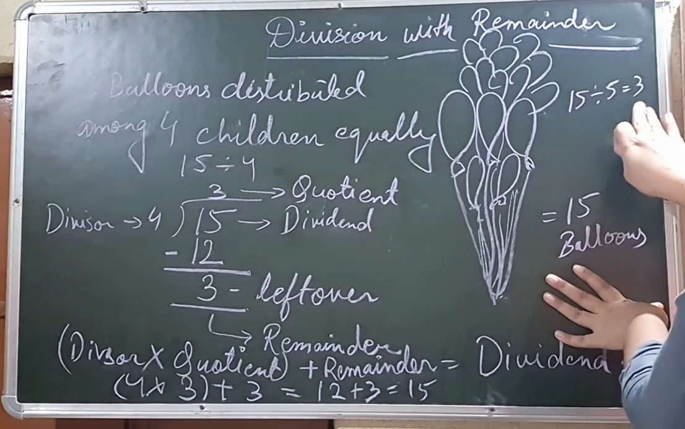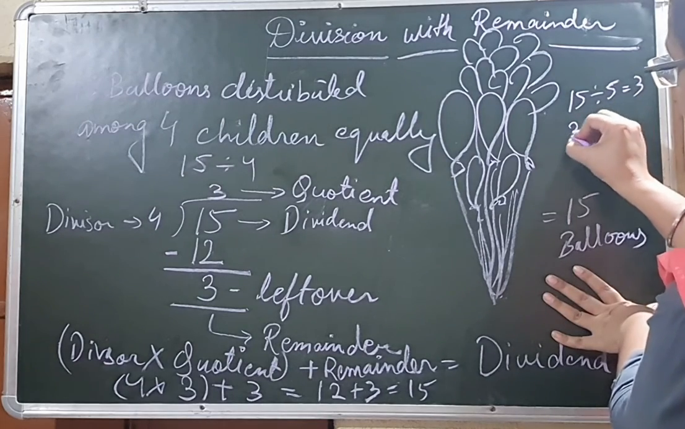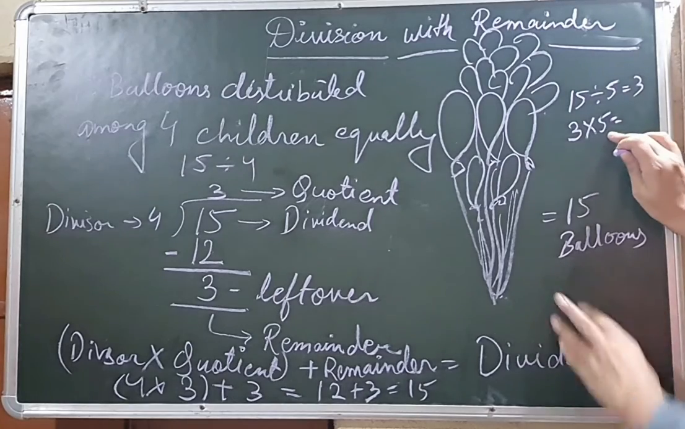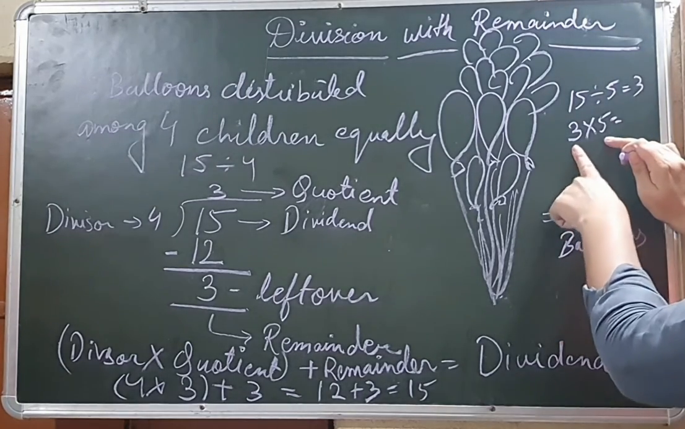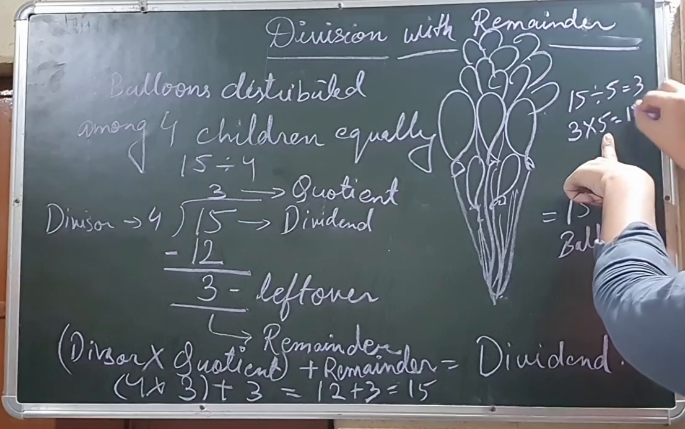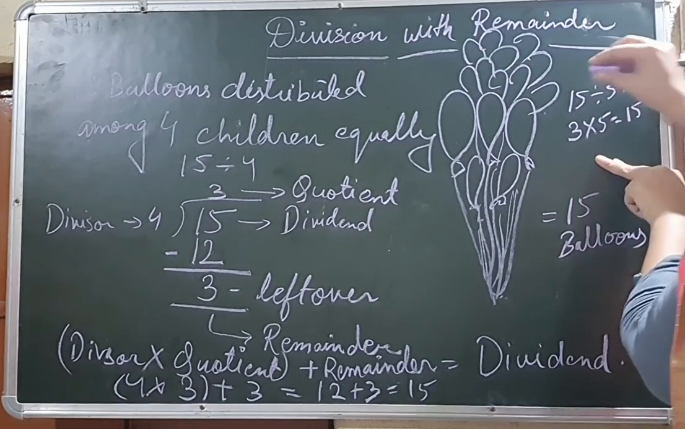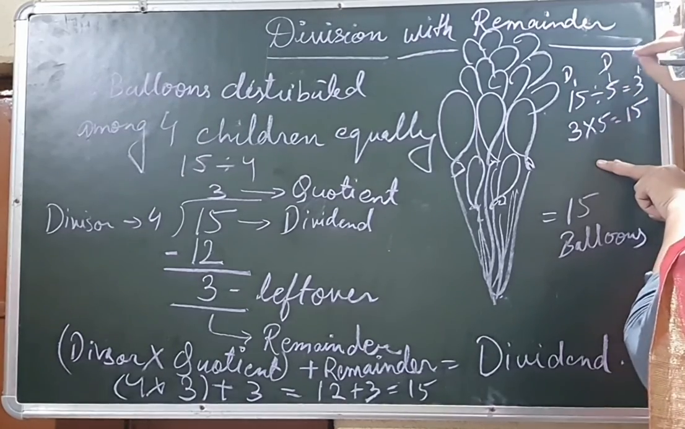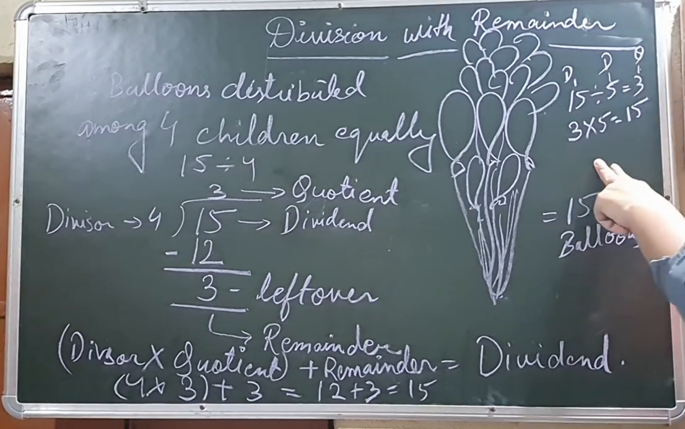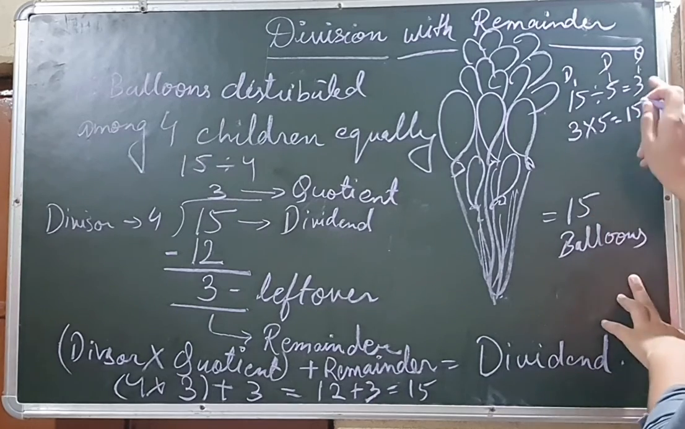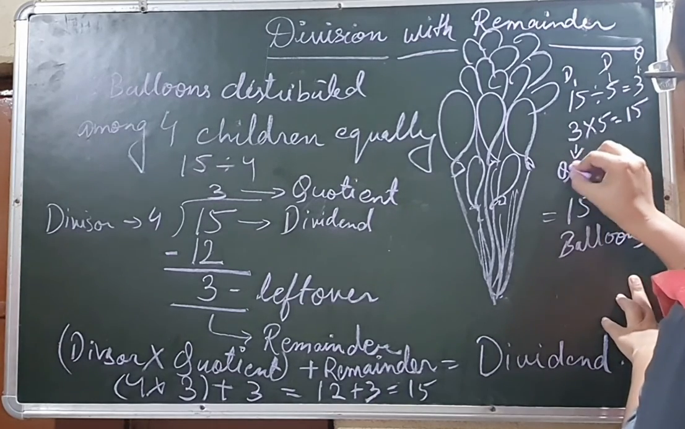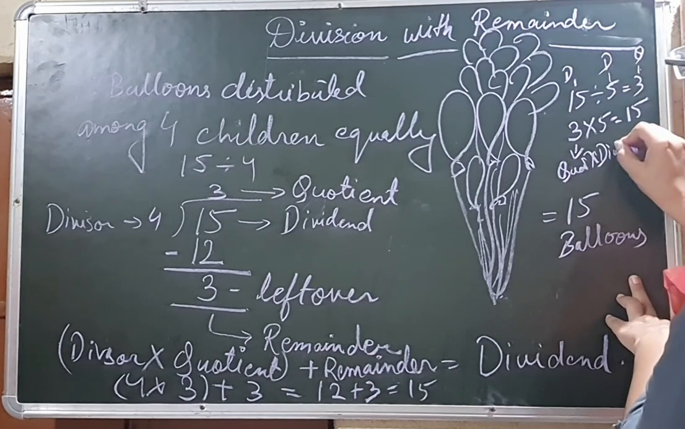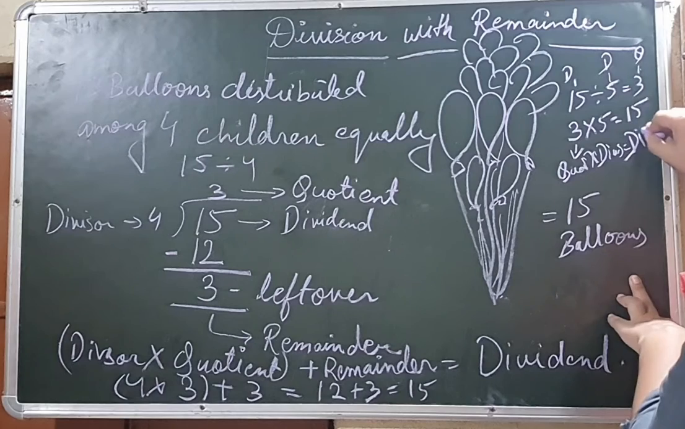That means 3 into 5. There are 3 children and each got 5 balloons. That is 3 into 5, equal to 15. Yes or no? We know that this is your dividend, this is your divisor, and this is your quotient. To find this, we multiplied the quotient and divisor to get the dividend.